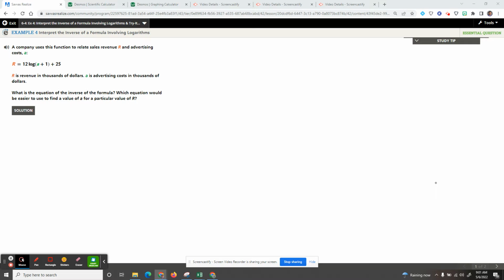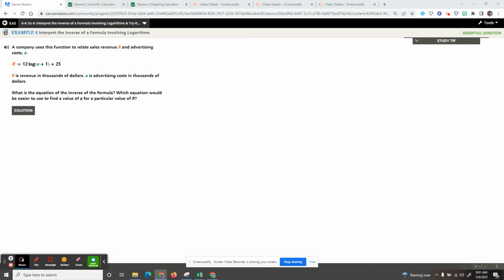So we have R is equal to 12 log of A plus 1 plus 25, right? So what is the equation of the inverse of the formula? So we're going to find that inverse, just the same process that we did in the last example.